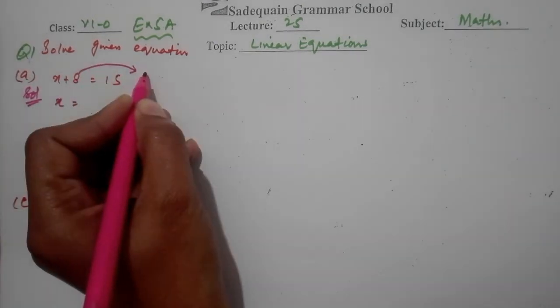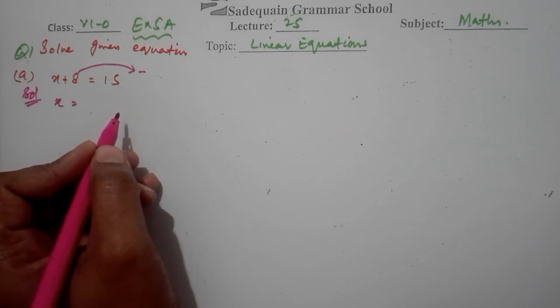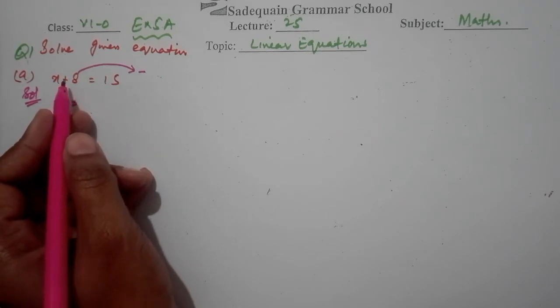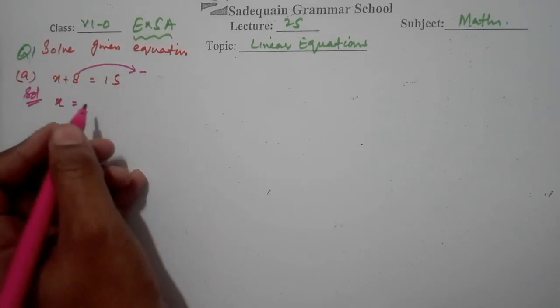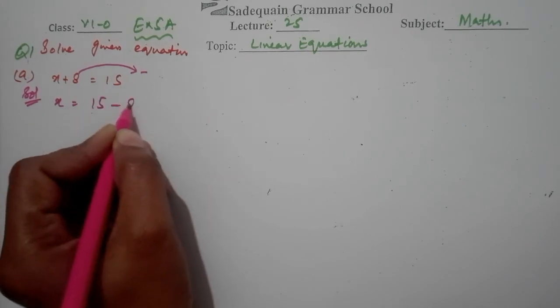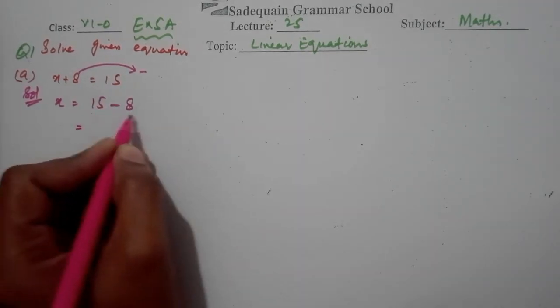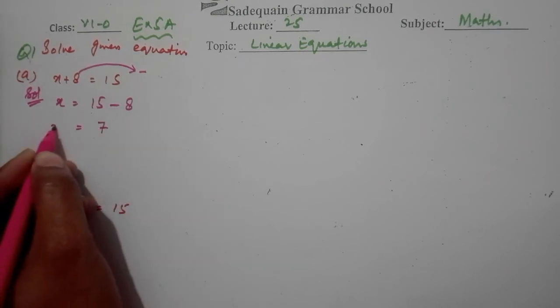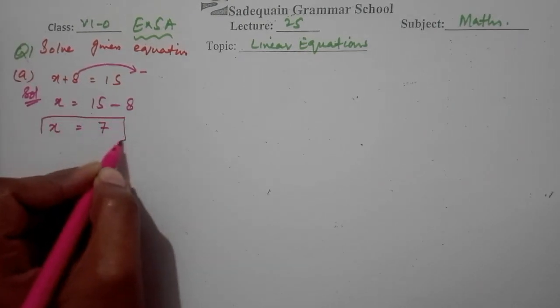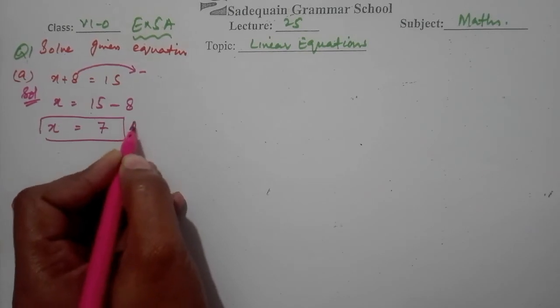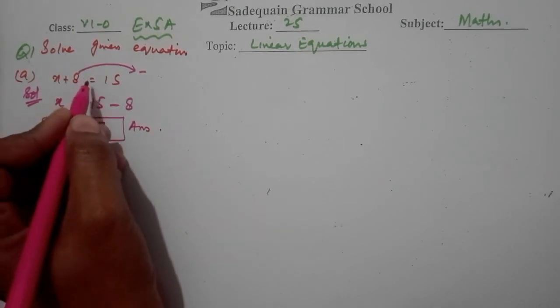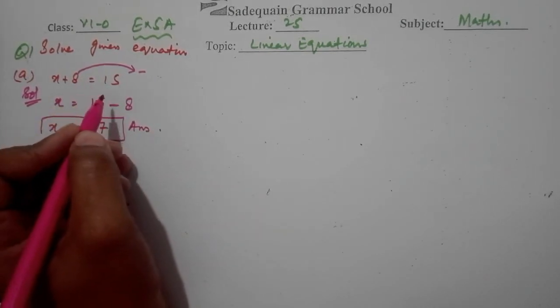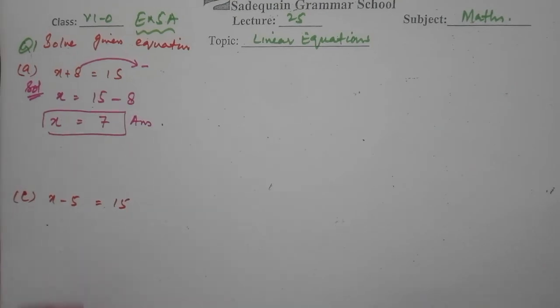So when we shift it, it will become what? The plus sign becomes the minus sign. So it will be 15 minus 8. Now when we subtract 8 from 15, what will we get? We will get 7. So here the value of x is equal to 7, or you can say that this is the solution value for this equation. Fine.